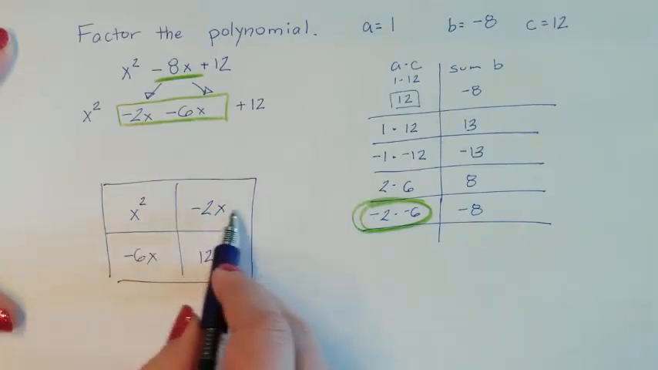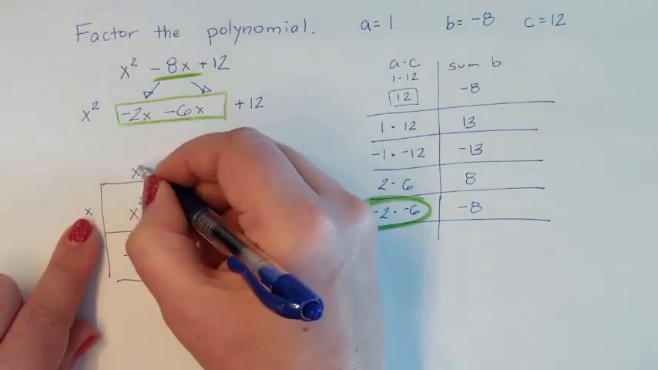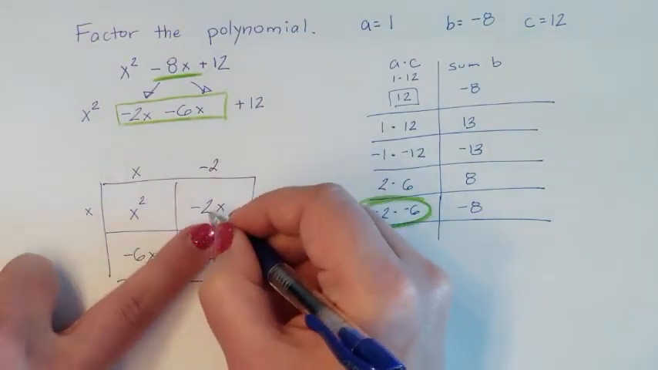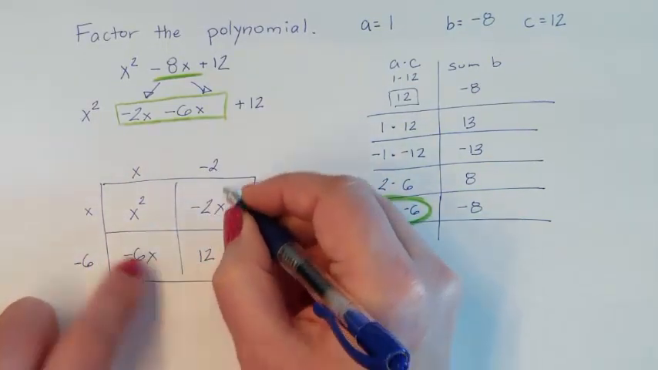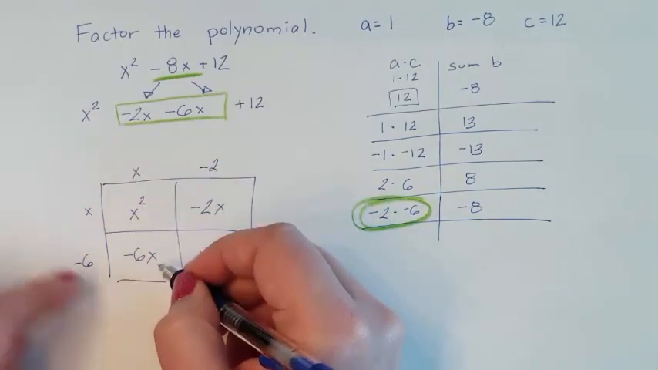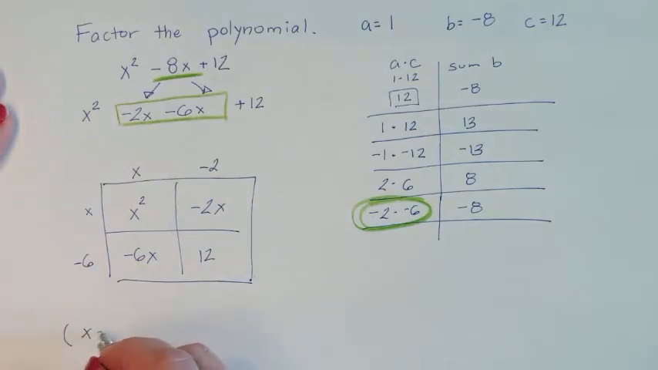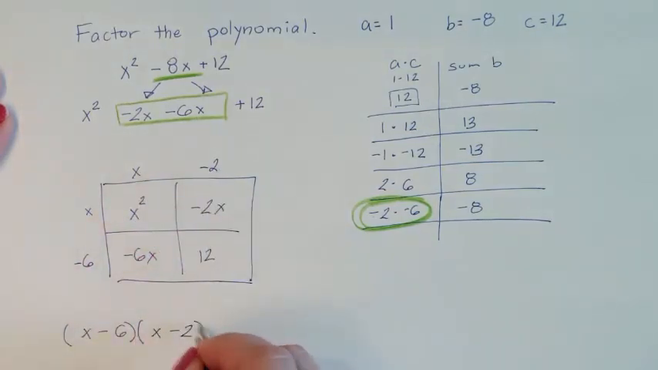So looking at the top, there's a GCF of an x. So x times x is going to give me x squared. X times a negative 2 gives me a negative 2x. Negative 2 times a negative 6 gives me the positive 12. X times negative 6 gives me a negative 6x. So now that I found my sides, this side is factor 1, and this side is the other factor. So I just factored my trinomial.